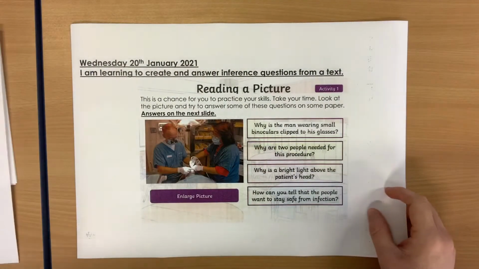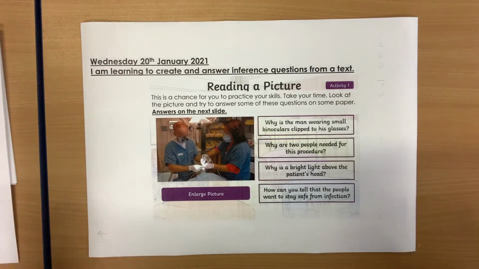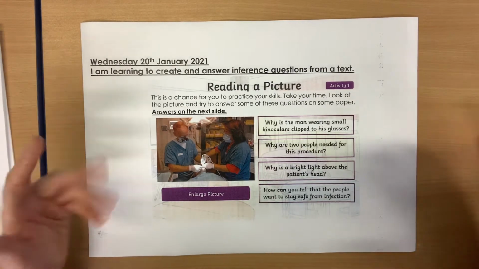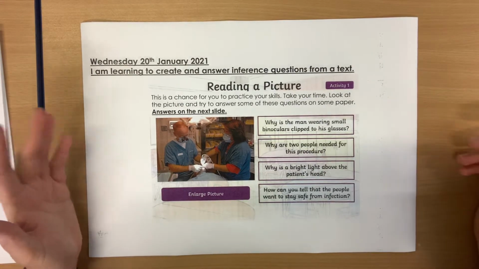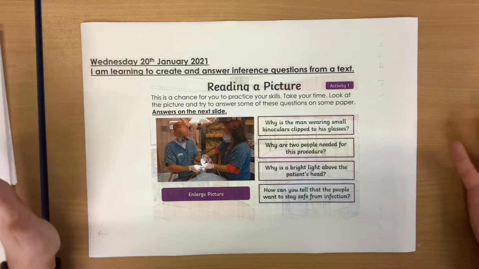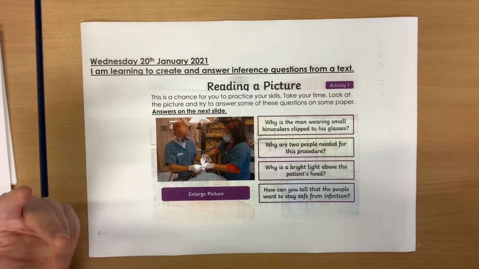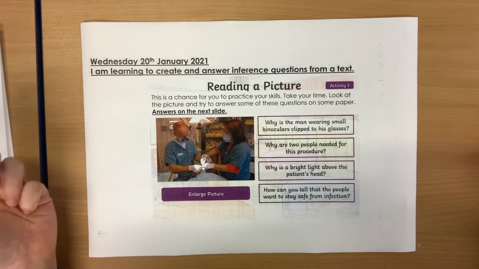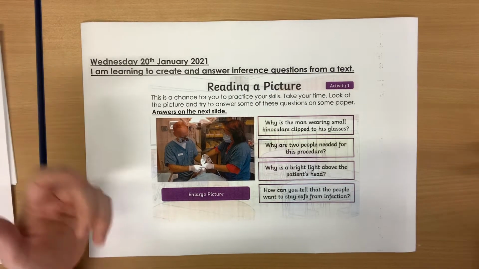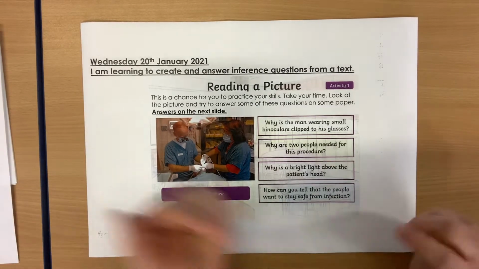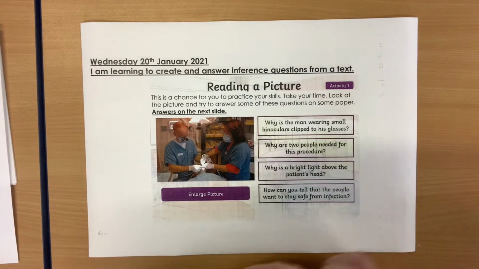Here's our first example, and it's all to do with reading the picture. So, you've got no text, but just the picture to look at. This is a chance for you to practice your skills, so I want you to take your time, have a look at the picture and try to answer some of these questions on some paper. You might want to write them down, just so that you know when we go through the answers. What questions are going to come up? Well, let's take a look then.